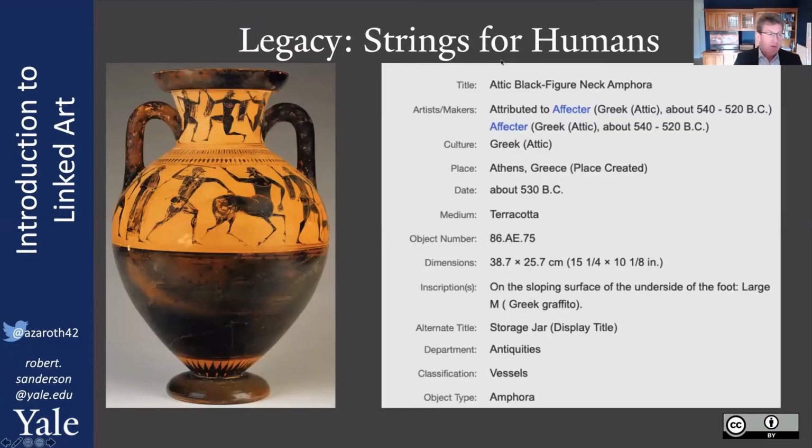So I'm going to walk through the translation of this object from the Getty into Linked Art. We'll hit almost all of these particular fields just as an example of how this can fit together, to at least see how it works in practice.